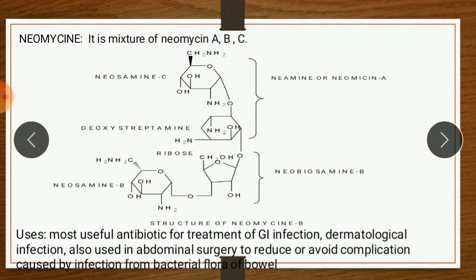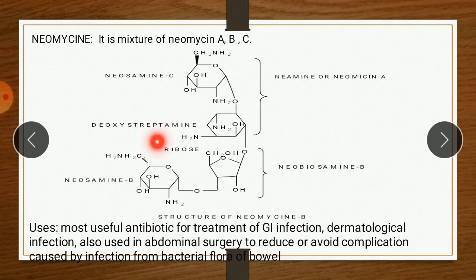So Neomycin A, B and C. Neomycin A means only the above two rings, that is Neomycin C plus deoxystreptamine, and this structure is Neomycin B. And in case of Neomycin C, the only difference is this bond; if we convert it into a solid bond, that is above the plane or in beta position, then this structure is Neomycin C.